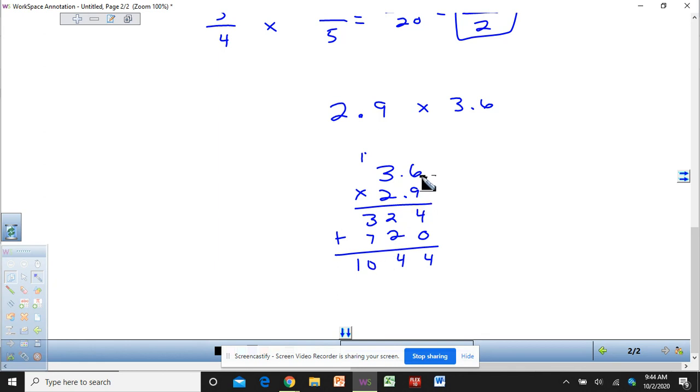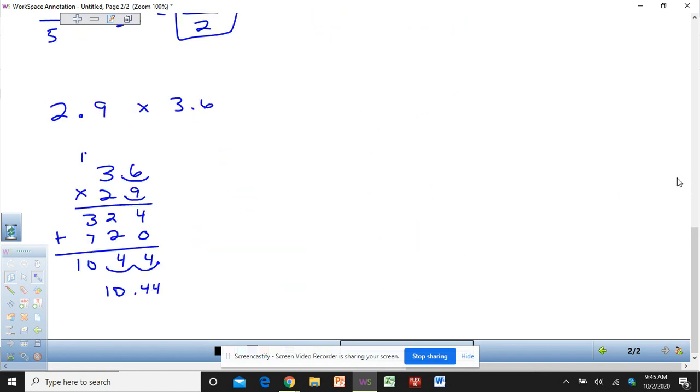And now we have to count our decimal points. What that means is we want to see how far away our decimal points are from the end. So here, it is 1 spot from the end. Here, it is 1 spot from the end. So we're going to take our decimal here and move it one spot and then another spot. And your answer is going to be 10.44.